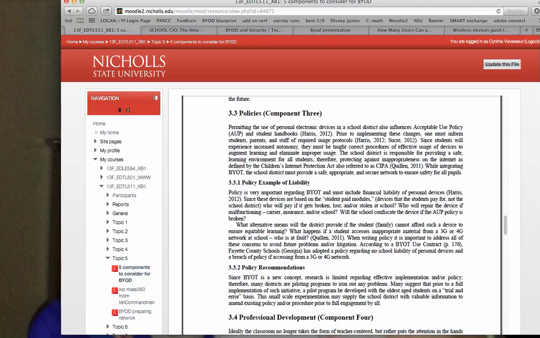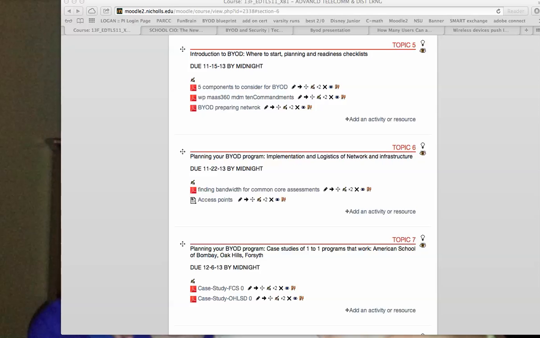So in order to do this, I have three documents for you to look at. The first we just looked at, 5 components to consider for BYOD. It's a very good read. I had to read it 2 or 3 times to get the most out of it.